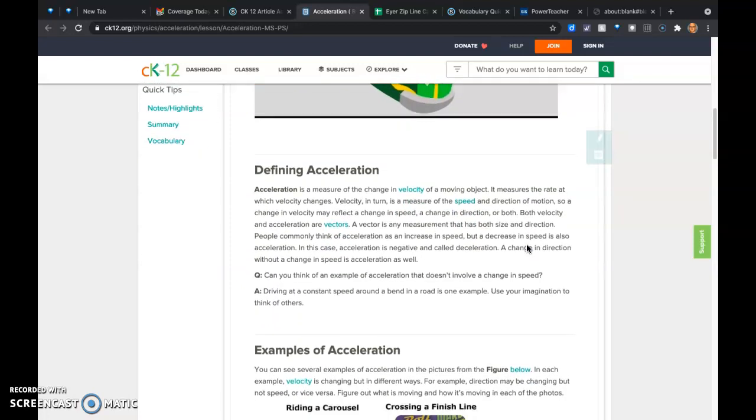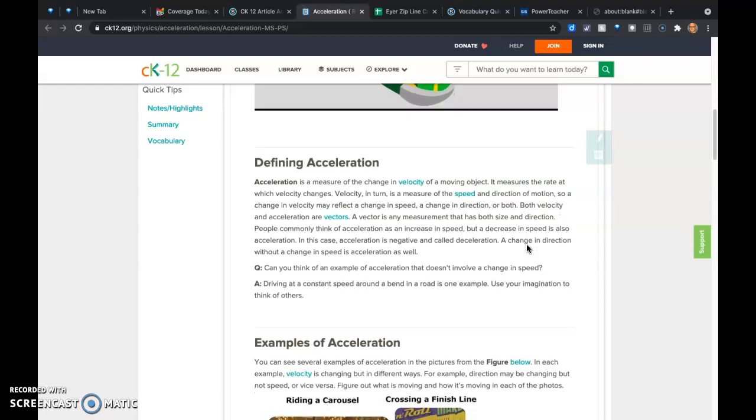Defining acceleration. Acceleration is a measure of the change in velocity of a moving object. It measures the rate at which velocity changes. Velocity, in turn, is a measure of the speed and direction of motion. So a change in velocity may reflect a change in speed, a change in direction, or both. Both velocity and acceleration are vectors. A vector is any measurement that has both size and direction.